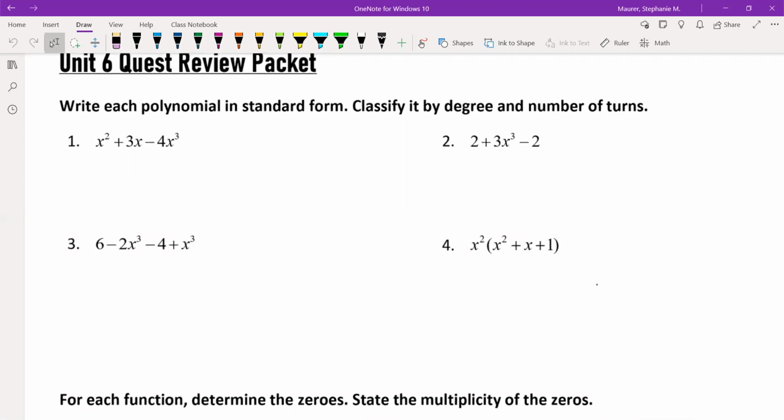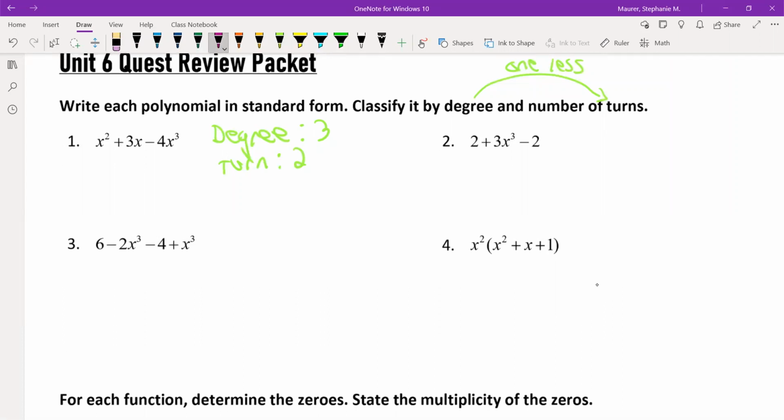So the first thing you see in this first section is where it asks you to write it in standard form, then classify it by its degree and number of turns. A reminder with degree and number of turns, the number of turns is always one less than the degree. Once you have it in standard form, you can determine the degrees. Now, the degree by definition is the highest exponent. So you might be able to look at some of these problems right off the bat and say that the degree is 3, which means the number of turns would be 2. So you don't always have to necessarily put it in standard form to determine the degrees and number of turns.